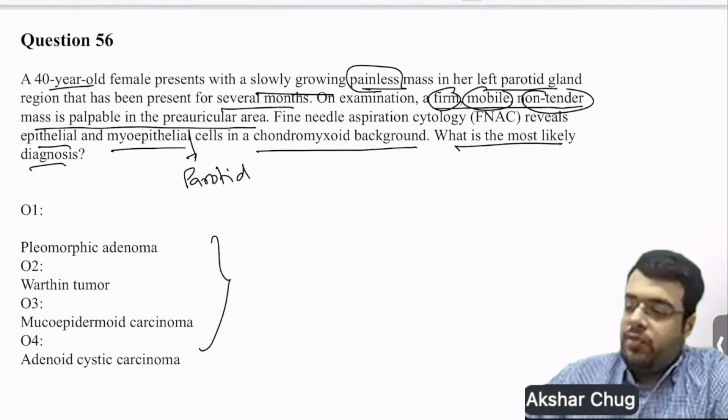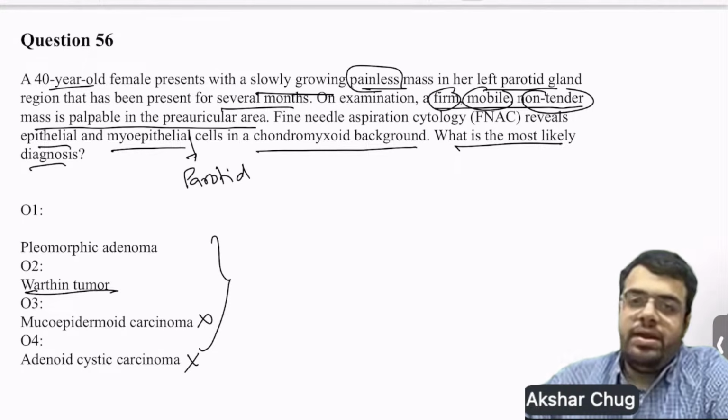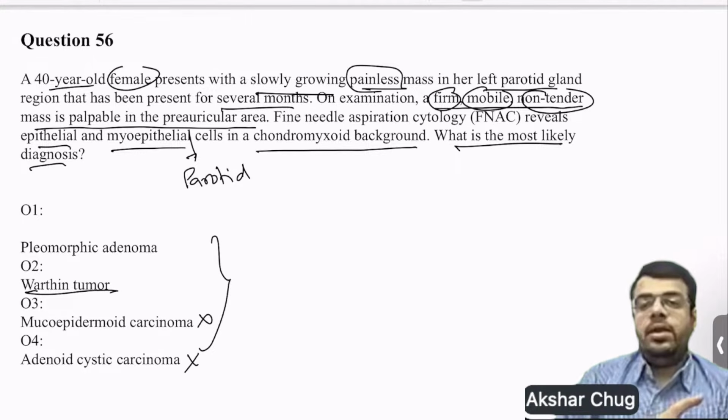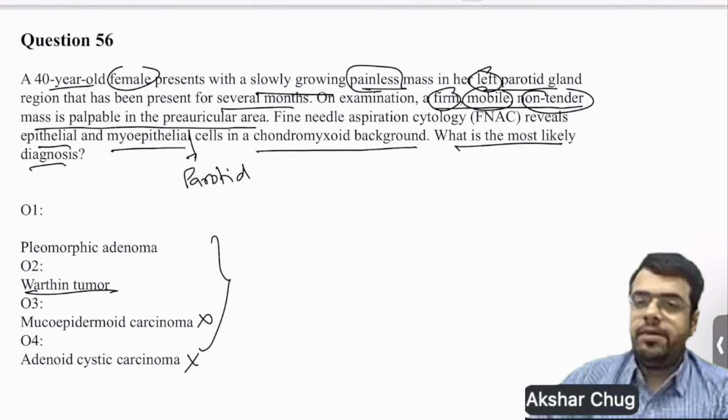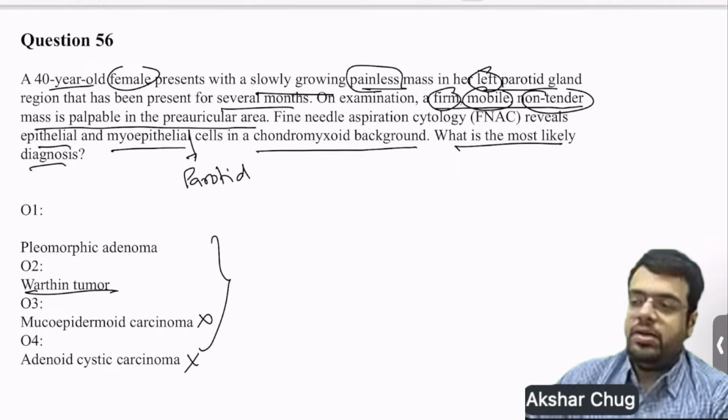So we can rule out the malignant ones. Again, Warthin's tumor is classically seen in males, but the patient is female, but we cannot rule it out on the basis of gender. Again, Warthin tumors will have bilateral presentation. Here we have just a unilateral presentation. Warthin's tumor will be associated with smoking. Here there is no history of smoking given.